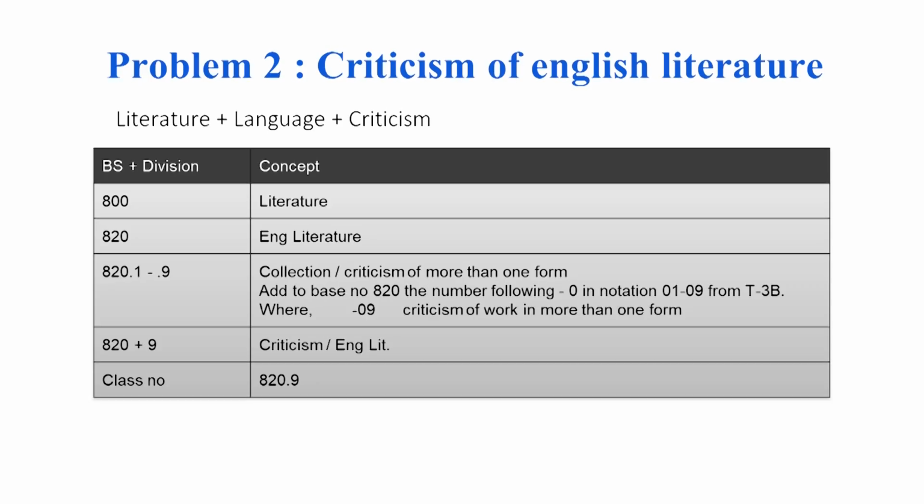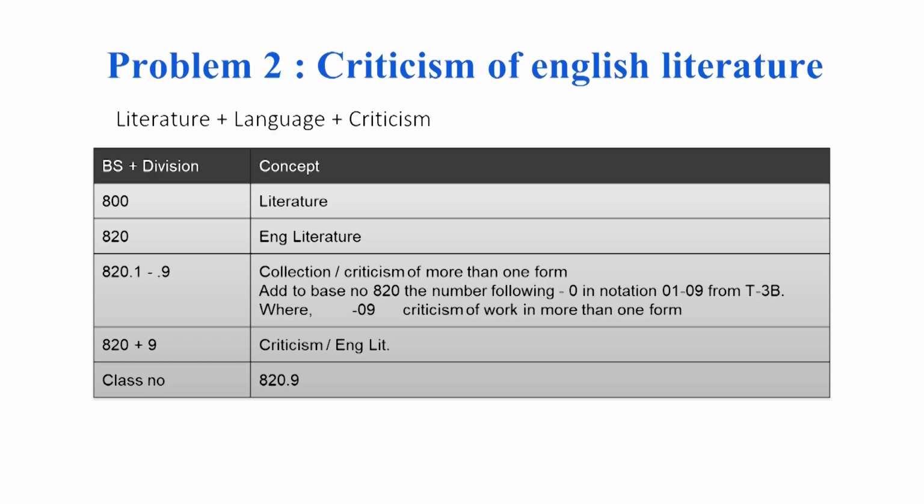Where will we find that? That means in notation 01-09 from table 3b. So we will go to table 3b. There we will search and we will find that it is criticism. So we will write where we will find -09 meant for criticism of work in more than one form. But as per instruction, the 0 will be eliminated. So 9 is being left. So this 9 is to be added with 820.